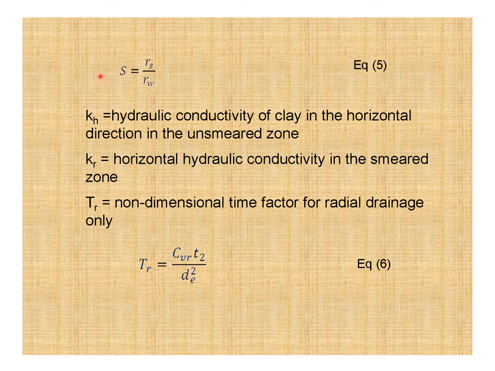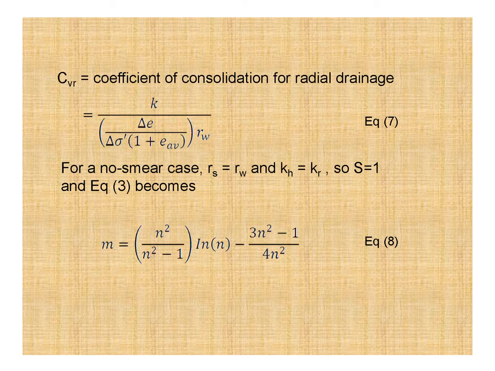S is equal to R sub S over RW, and K sub H is the hydraulic conductivity of clay in the horizontal direction in the unsmeared zone. K sub R is the horizontal hydraulic conductivity in the smeared zone. I showed the smeared zone in one of the previous slides. T sub R is the non-dimensional time factor for radial drainage only, and that is equal to this. C sub VR is the coefficient of consolidation for radial drainage, and this is the formula for that.